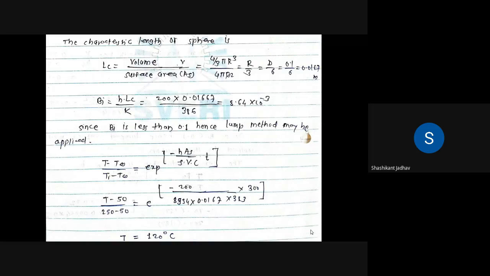Okay. So first of all, we have to calculate the Biot number. For the calculation of the Biot number, there is a need of characteristic length, and we know the standard formula for the characteristic length, that is volume upon surface area. This is a sphere. So what is the standard formula for the sphere? That is r by 3. So r by 3 is nothing but d by 6. By putting the value of diameter, we get the value of characteristic length of the sphere.